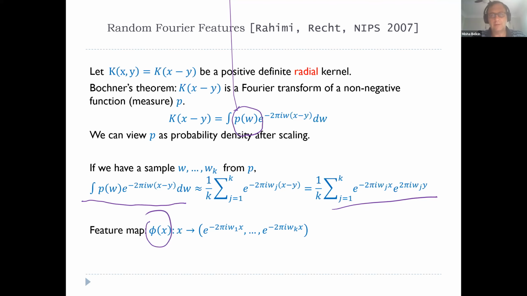So let me see. So the norm, yeah, I think you're right. It's 1 over square root of k to make sure it's normalized correctly. But if you do linear regression on top of this, you will get the same result. It'll just scale this normalization. Okay, so yeah, that is what the feature map is.